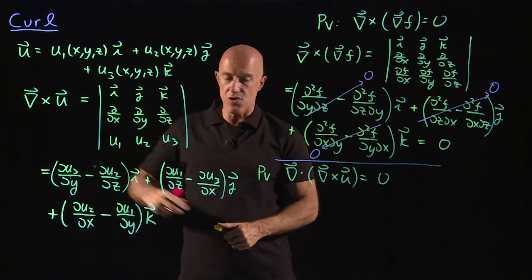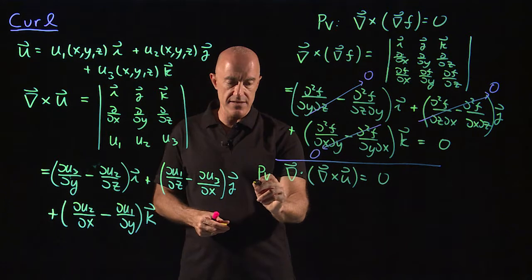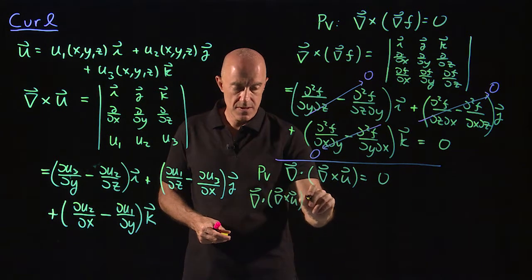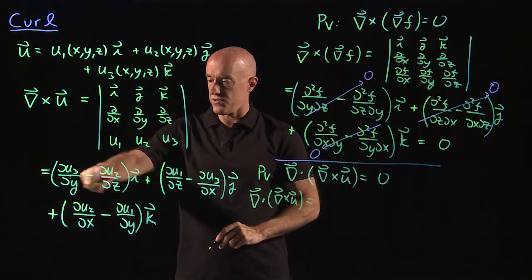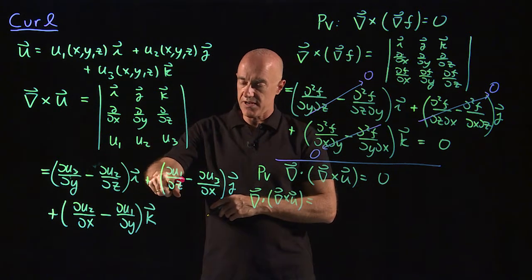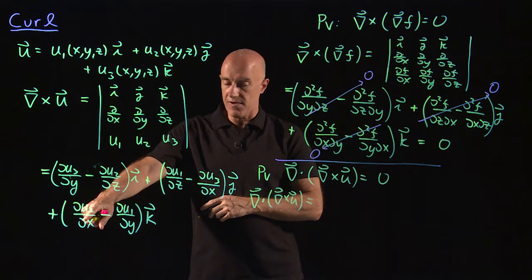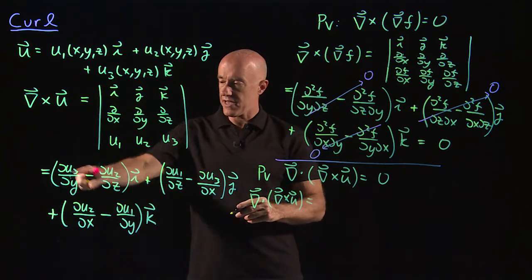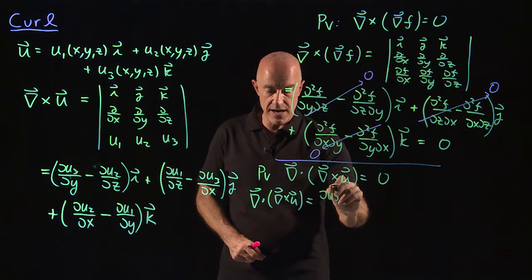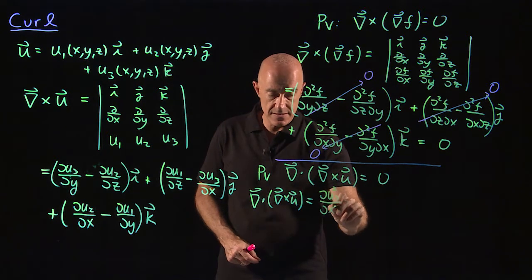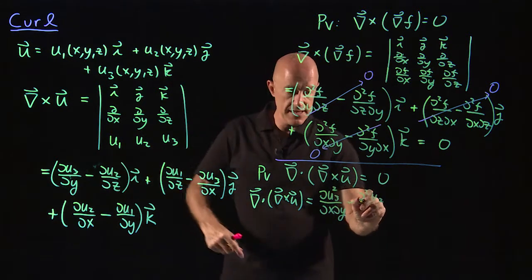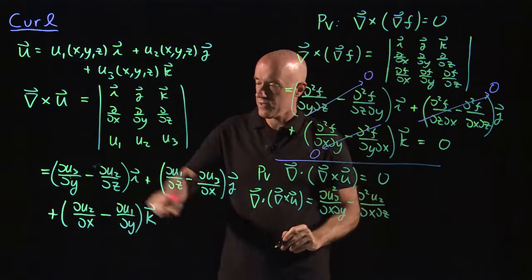So we can use our del cross u here to compute this. So I'll do that directly. So del dot del cross u is equal to the derivative of the first with respect to x. So it's going to be a big salami. So the derivative of the first with respect to x, the derivative of the second with respect to y, and the derivative of the third with respect to z. So I think I can fit this here. We can do that. The derivative of the first with respect to x is d squared u3 dx dy minus d squared u2 dx dz. So that's from the first piece here.